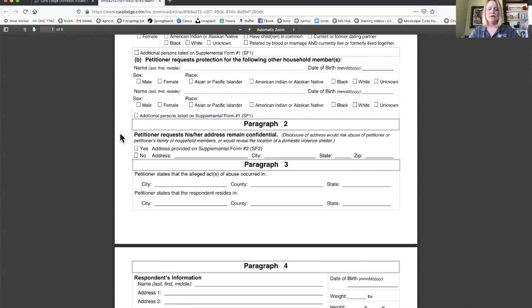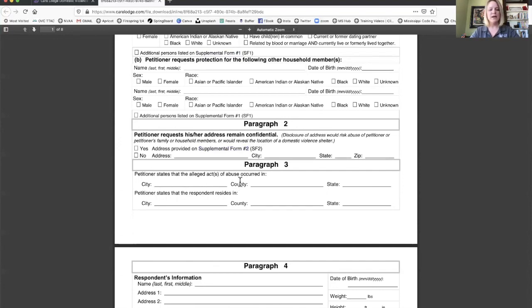Paragraph 2 is in reference to address confidentiality. What that means is the court needs to be able to know how to get in touch with you and send you legal documents. But if you wish for this information to be kept secret from the abuser or the person you're filing against, you will need to indicate that here by selecting yes and using supplemental form number 2 to list your information there.